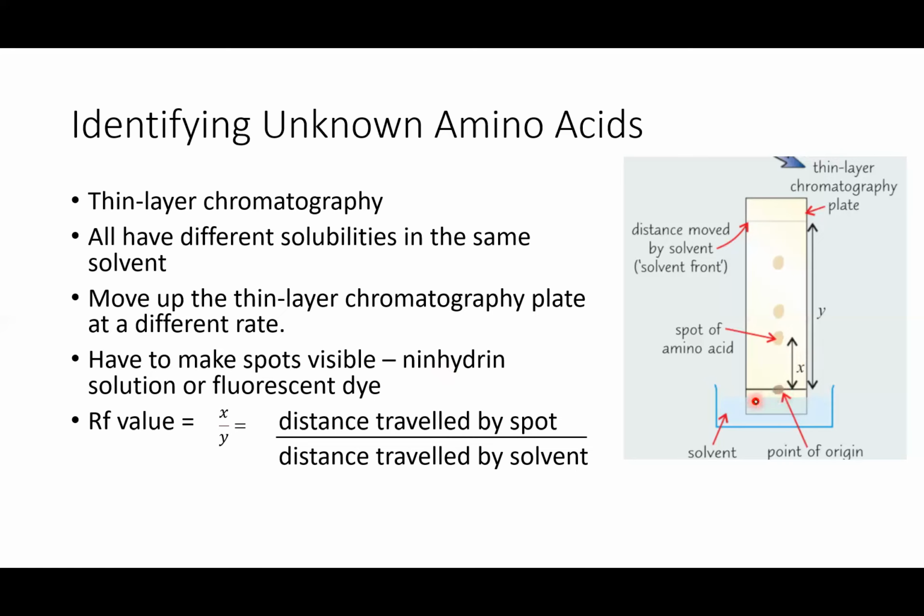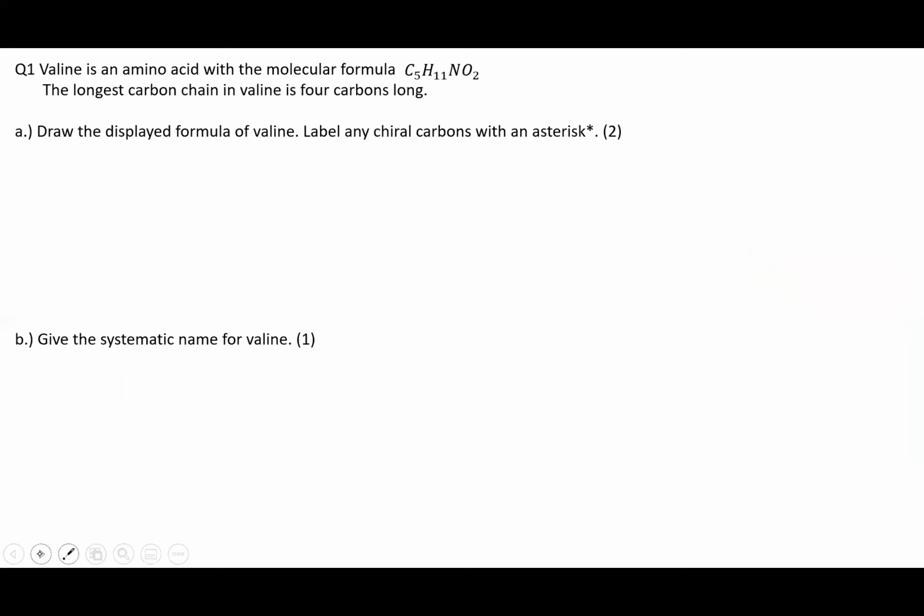You would then use a table of known amino acid RF values to identify the amino acids in the mixture. So you won't ever be expected to know all the RF values off the top of your head. You have to just calculate the RF value and then you'll be given a table, usually in the exam, for you to then identify it with. What we're going to have a quick look at now is some exam questions based on amino acids.